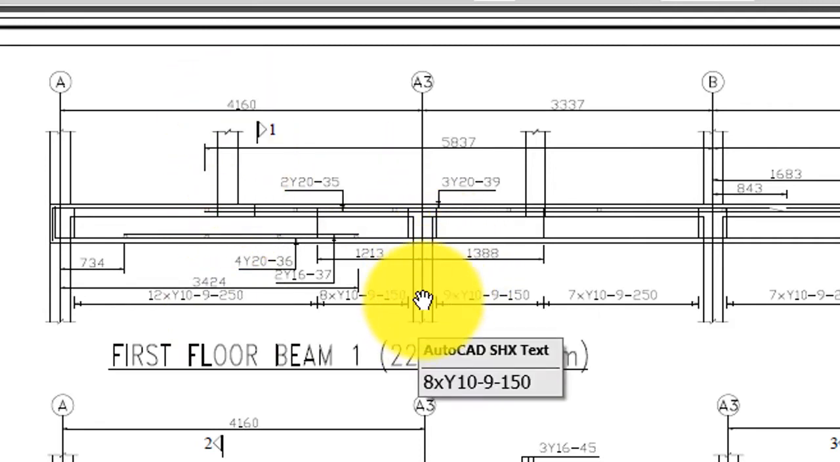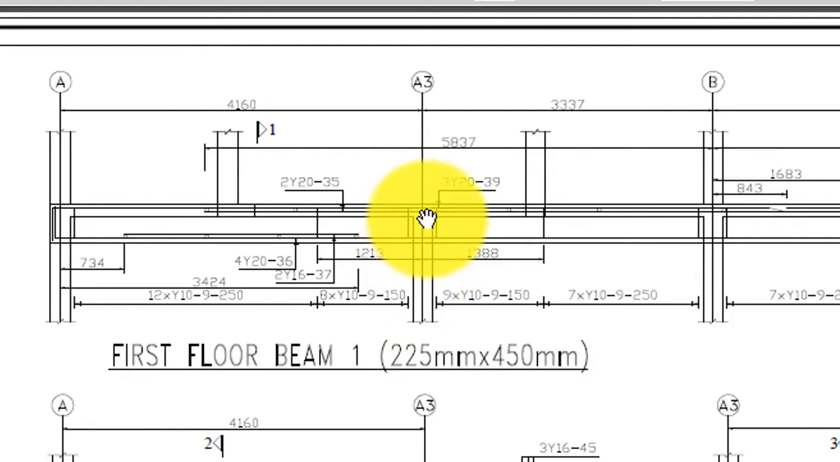Look at this column. It is coming from the ground floor, but it is not going to the next floor because you can see there is nothing at the top. Look at this column as well. It is not coming from the ground floor. It starts from the first floor and goes to the second floor. This column is coming from the ground floor and also going to the second floor.